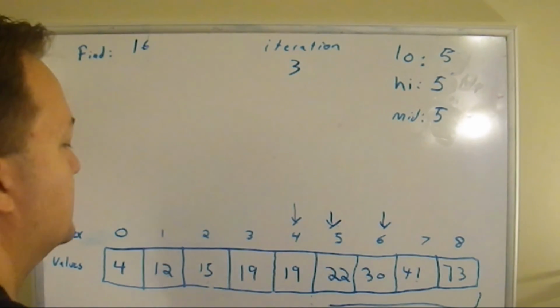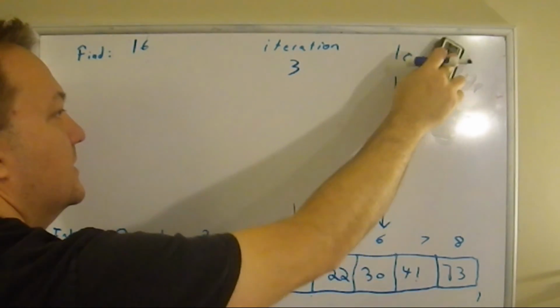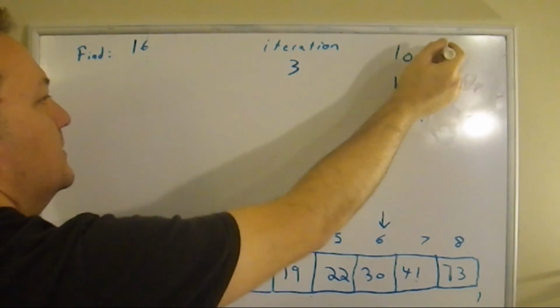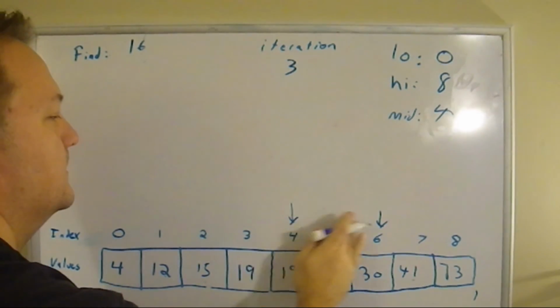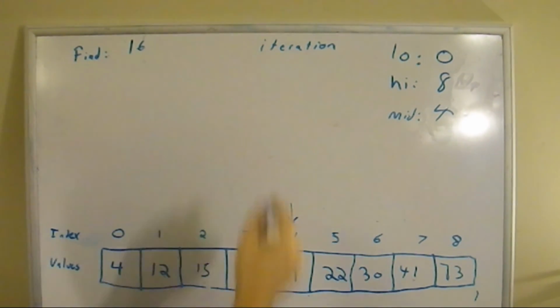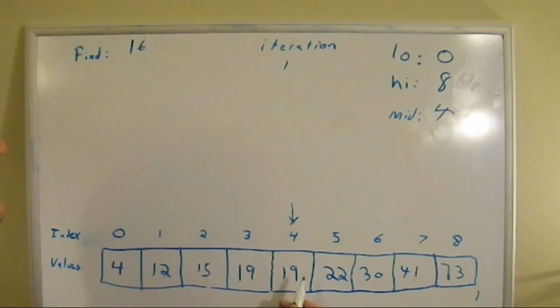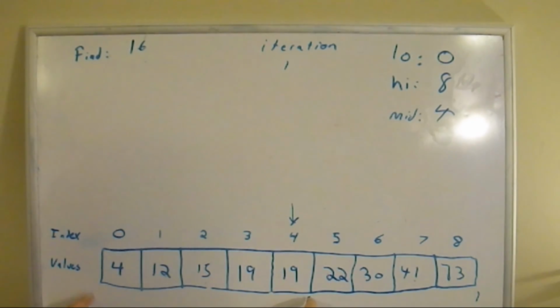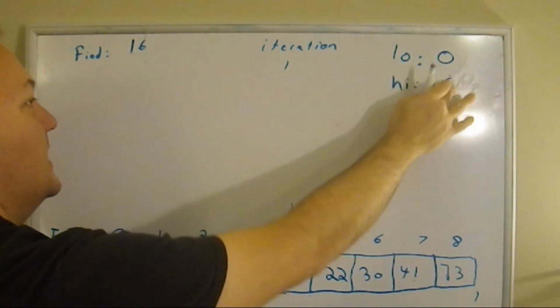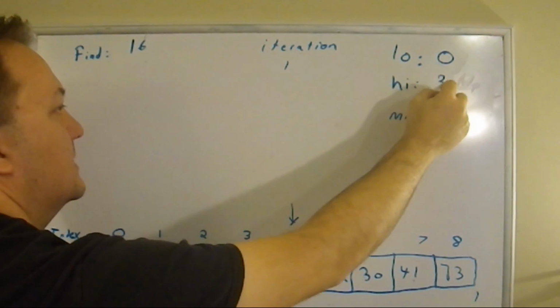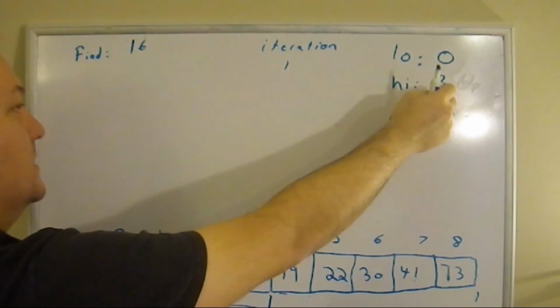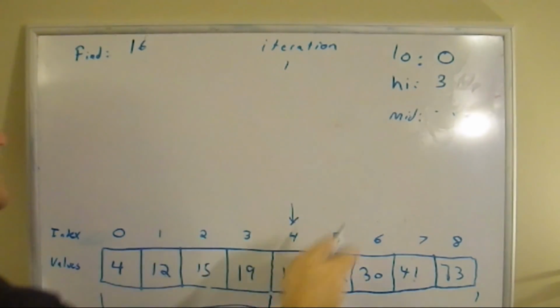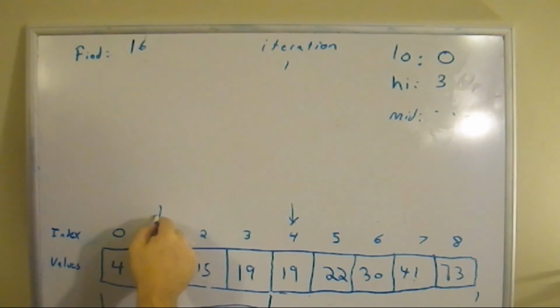And we'll go through the same steps. My low is 0, my high is 8, my midpoint is 4. So this is my first iteration. Is 16 higher or lower? It's higher than 16, so I'm going to use this portion. My high is going to become 3. My low is still going to remain 0, and now my midpoint is going to become 1.